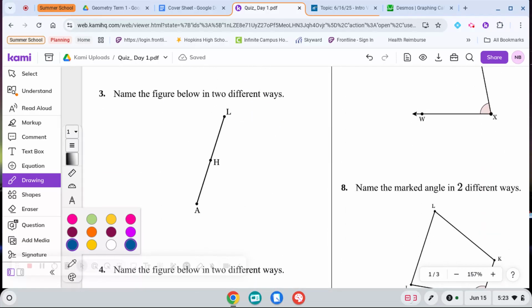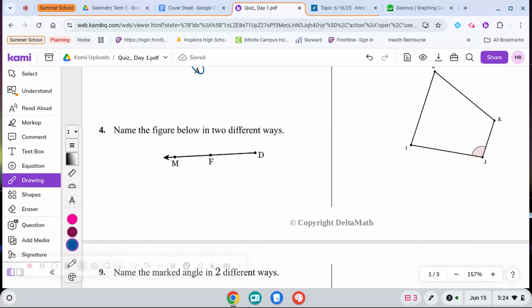Number 3, name the figure below in 2 different ways. So this one, notice you have a solid and a solid. That means this is a segment. So we can call it LA with a mini segment, or you could call it HA with a mini segment. You could call it LH. You could call it AH. You got all sorts of options. You just need to pick 2 letters.